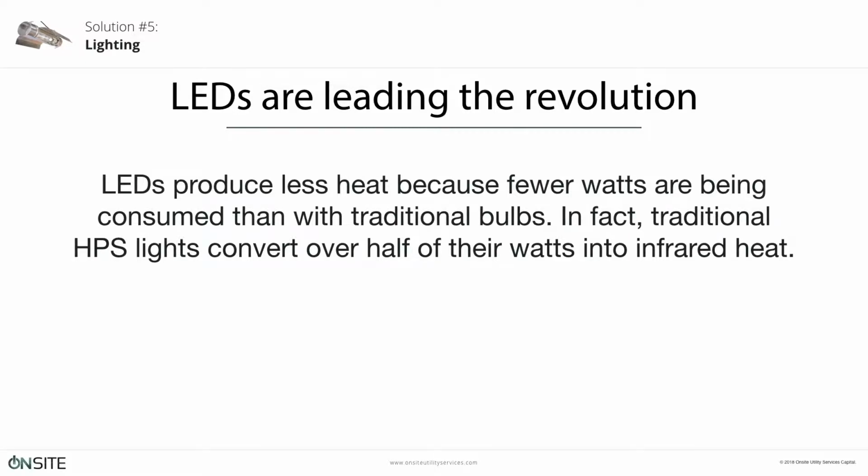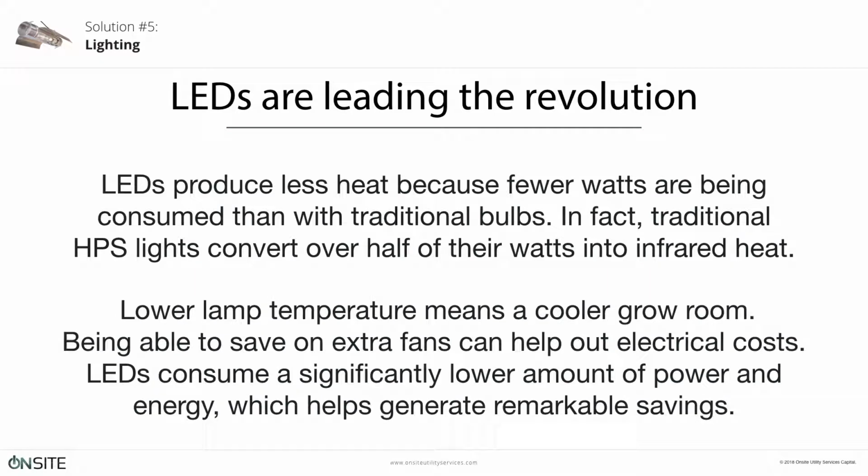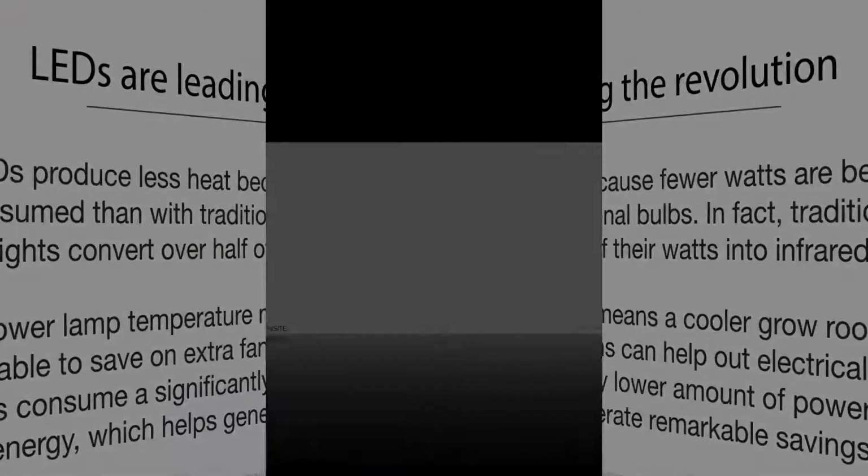In fact, traditional HPS lights convert over half of their watts into infrared heat. Lower lamp temperatures mean a cooler grow room. Being able to save on extra fans can help out on electrical costs, and LEDs consume a significantly lower amount of power and energy, which helps generate remarkable savings.